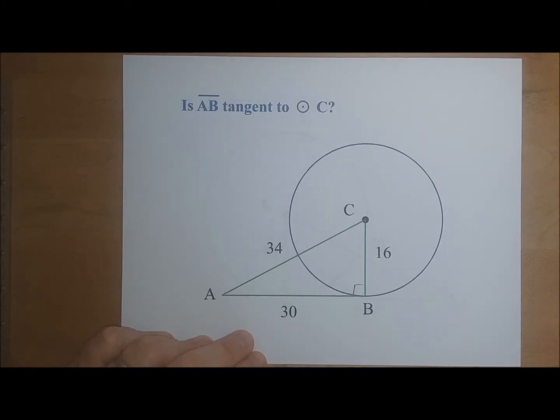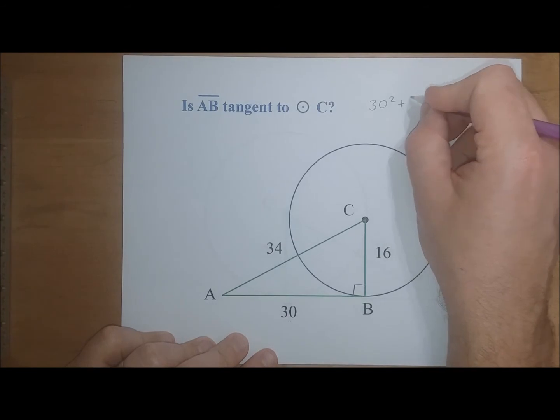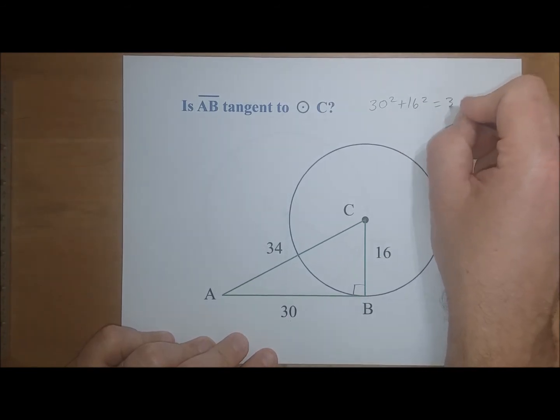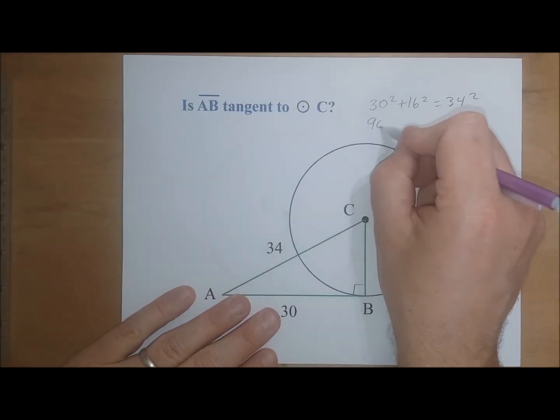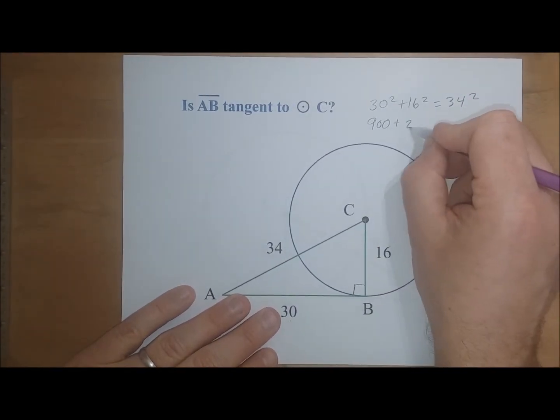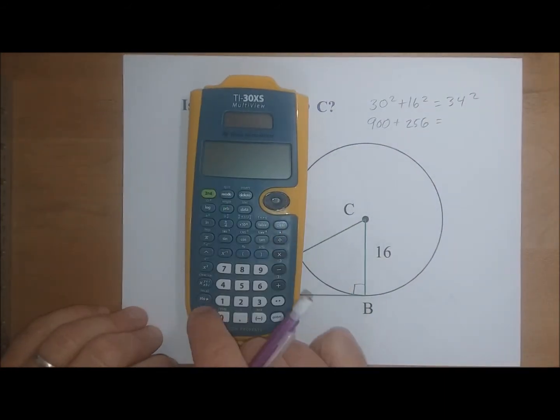Well, we could use our Pythagorean theorem, right? Could we go ahead and test and see if in fact a squared plus b squared equals c squared? Or I should say, the way I labeled this triangle, c squared plus a squared equals b squared. Is that true? 30 squared plus 16 squared equals 34 squared. Is this going to be true? Let's test it. 30 squared is 900. 16 squared is 256. 34 squared is what?